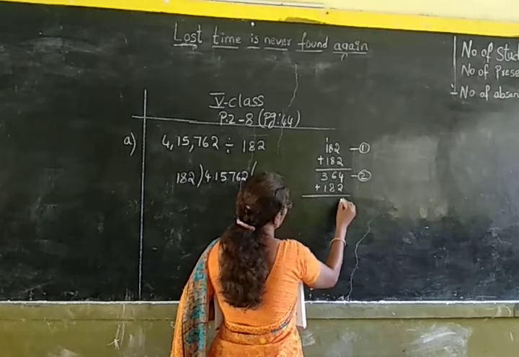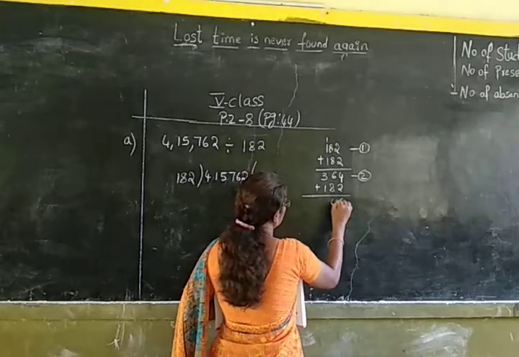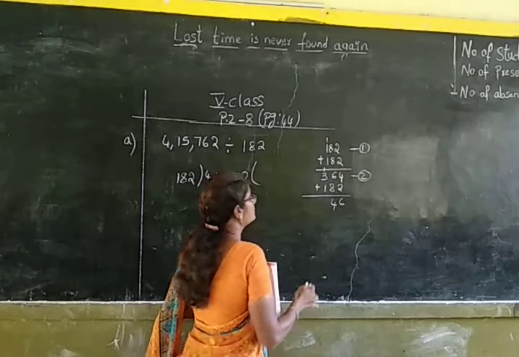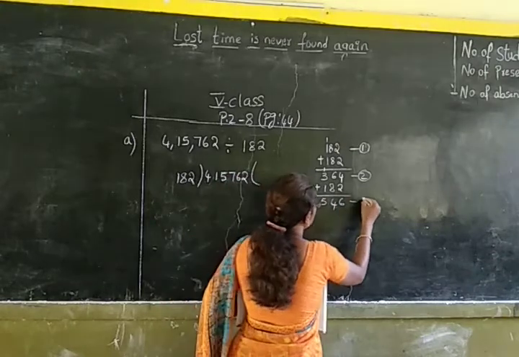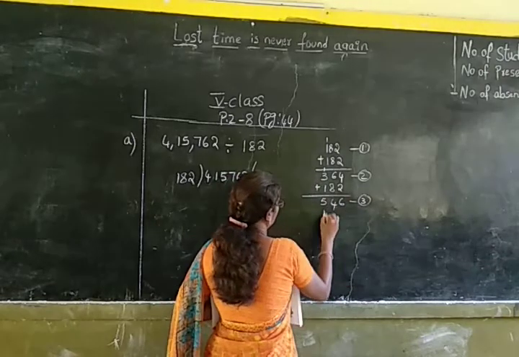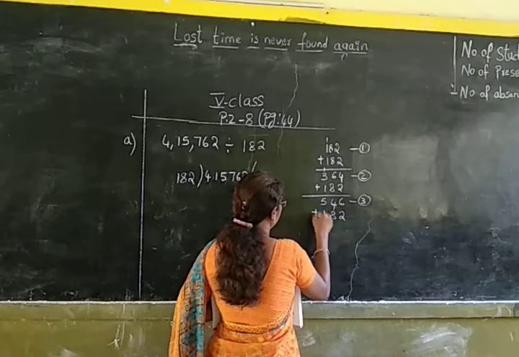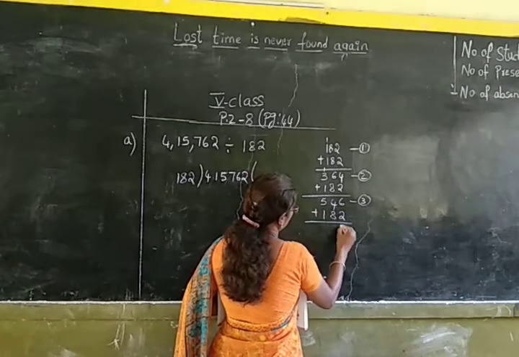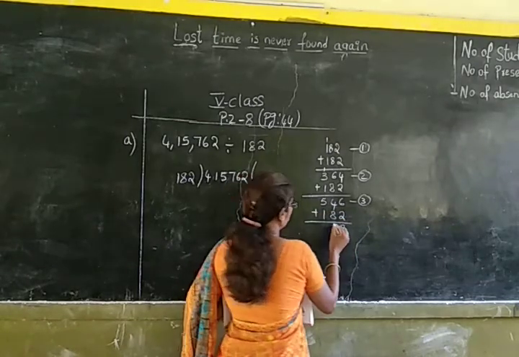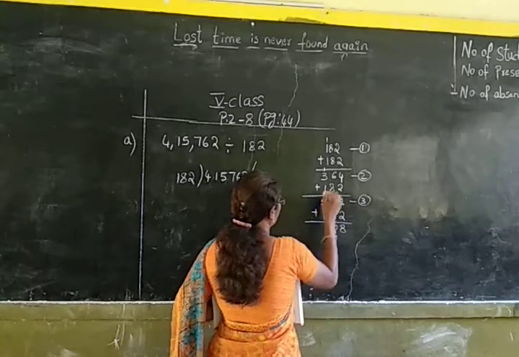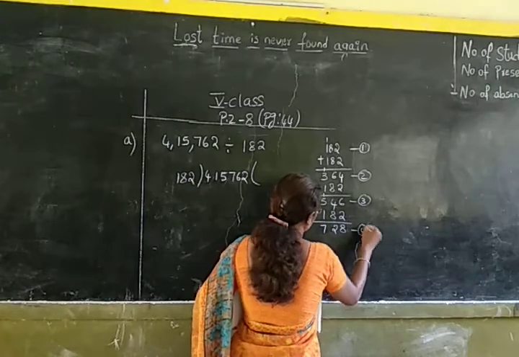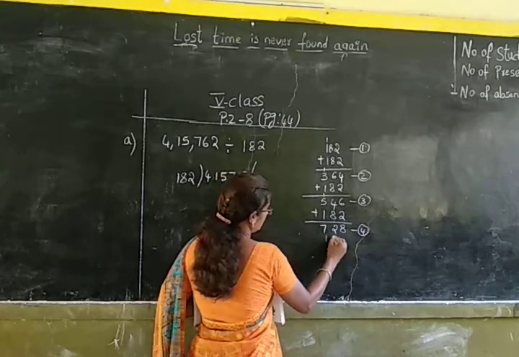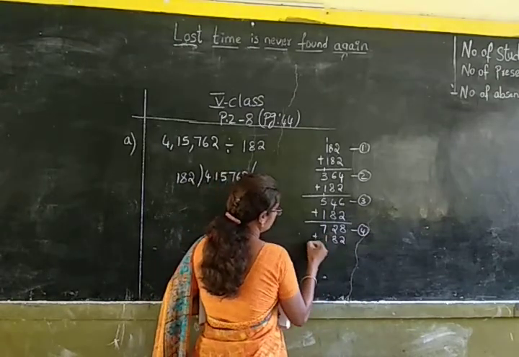4 plus 2 is 6. 8 plus 6 is 14. 5 plus 1 is 6, 3 plus 1 is 4, and 4 plus 1 is 5. This is 3 times. Next again I am going to add 182. 6 plus 2 is 8. 8 plus 4 is 12. 5 plus 1 is 6. 6 plus 1 is 7. This is 4 times.